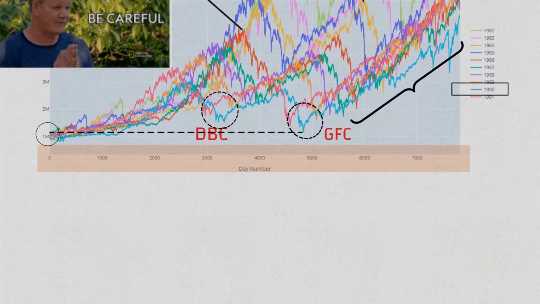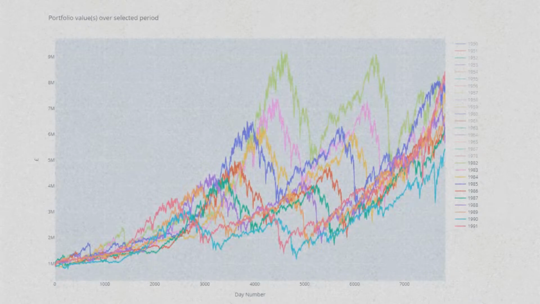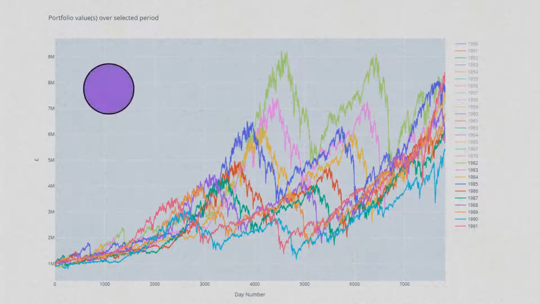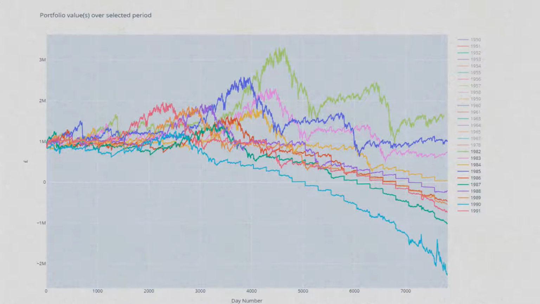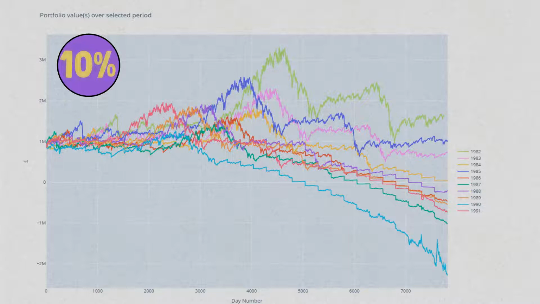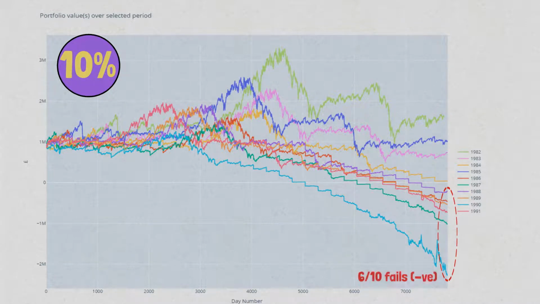Now what you saw was at 4%, the famous 4% rule. Let's look at withdrawal rates of 6, 8 and even 10%. Now with the 10% withdrawal rate, no surprise, things look pretty catastrophic. 6 out of the 10 samples failed and went negative.